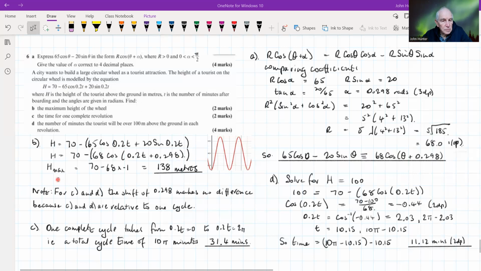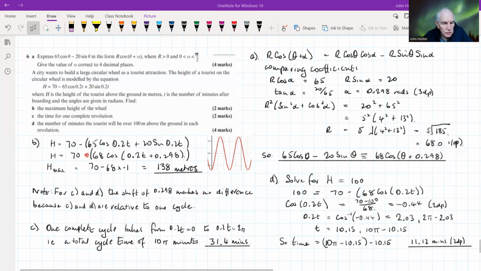Right, so this part B asks what is the maximum height of the wheel. Again, a very common thing to ask, and possibly the minimum height as well. The thing to note here is we've got the cosine of something. Well, the cosine of something is going to vary between -1 and +1.